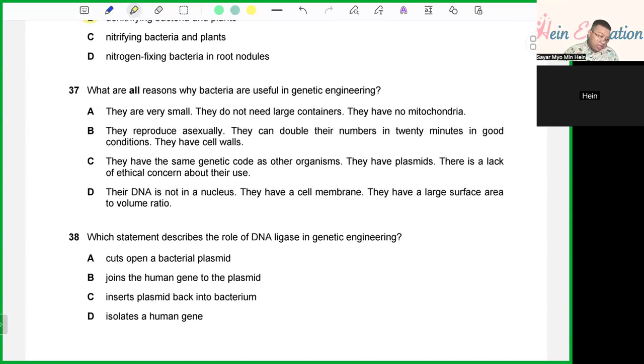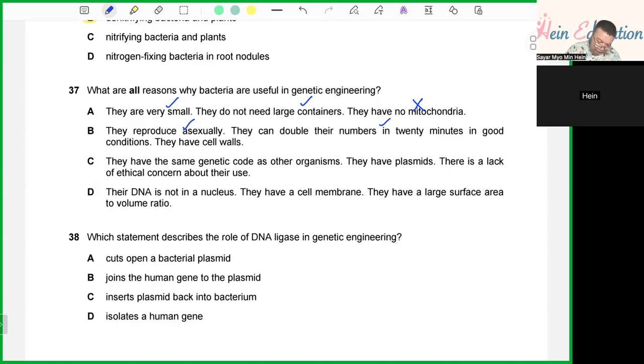And then what are the reasons why bacteria are useful in genetic engineering? So it's about genetic engineering. They are very small, yes, correct. They do not need a large container, correct. They have no mitochondria. This is not about genetic engineering, right? Because we do not care about mitochondria, we care about plasmids. They reproduce asexually. Okay, this could be useful for genetic engineering. They can double their numbers in 20 minutes in good conditions.